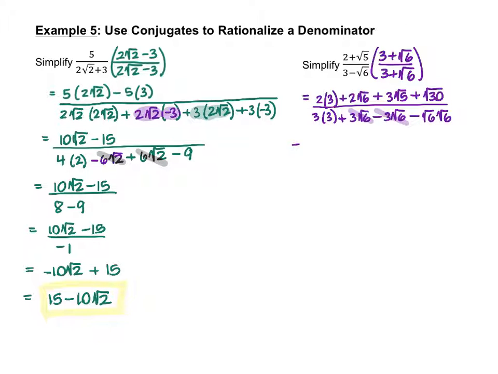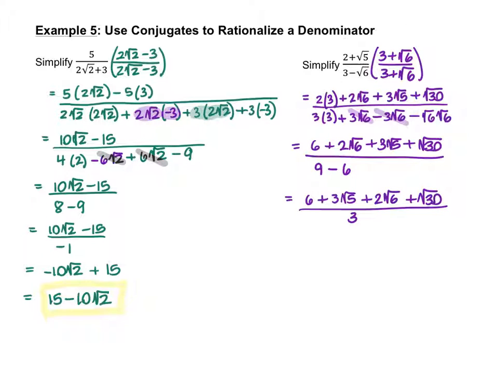If you did your FOILing correctly in your numerator, you're going to end up with 6 plus 2 root 6 plus 3 root 5 plus square root of 30. And none of those can be simplified any further. Divided by 9 minus 6, which is going to be 3. And I know it looks like we should be able to simplify it further, but we can't. We know we can only combine radicals when they are like terms or have the same number underneath the radical symbol. We'll see more about that thought in the next lesson.